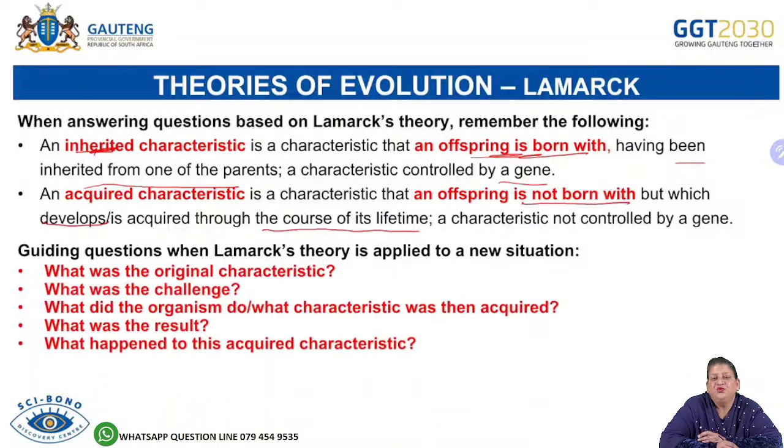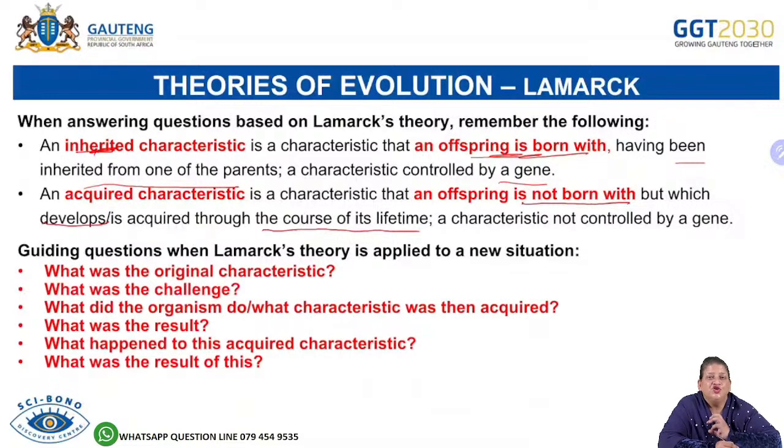Then what happened to this acquired characteristic? That acquired trait of smaller jaws was passed on to the next generation of offspring. And what was the result? The result was that the new generation of offspring will have smaller jaws than the previous generation.